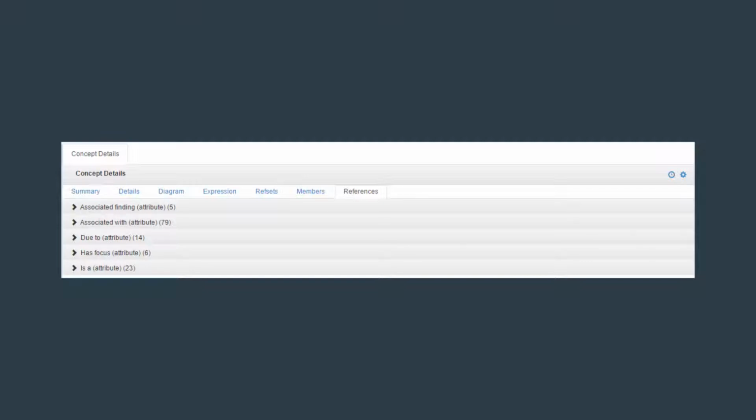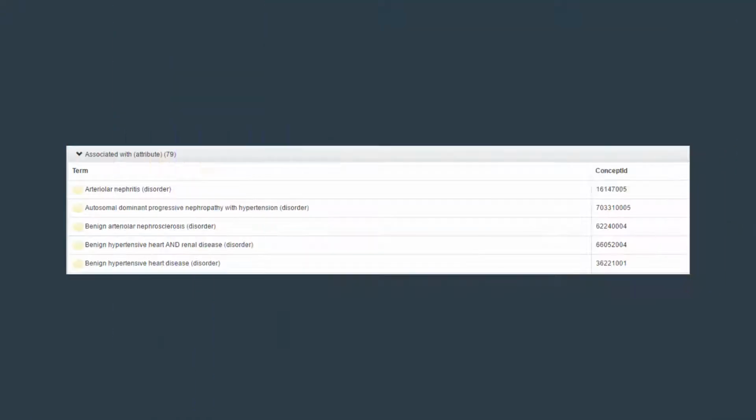Associated findings are clinical findings that might occur with hypertension, such as a family history of the disease. Associated with are clinical findings that hypertension patients may have. I've expanded that view here to show, for example, that they might have one or more of a number of kidney diseases that can cause or be caused by hypertension. Again, this is potentially very useful information for analysis of clinical data.